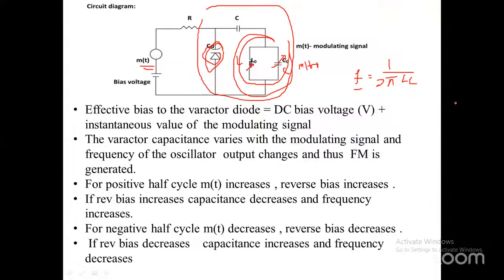So if you change either the capacitor or the inductor, the frequency is going to be varying. A variable capacitor's value is going to be changed based on the biasing voltage applied between these two terminals.